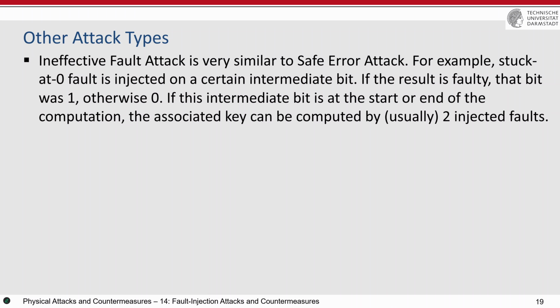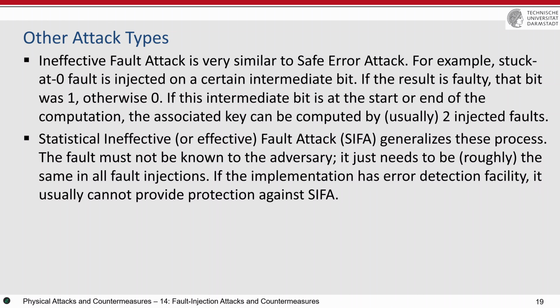And it can be also not only at the last round. You can go a bit further, for example, round 9 of the AES, but then you have to guess a larger number of key bytes. Now, a statistical ineffective, you can actually run it also with effective faults. But at the moment, let's just call it SIFA, or statistical ineffective fault attack. It generalizes these processes and combines ineffective fault attacks and also statistical fault attacks. And we will see now how the attack works.